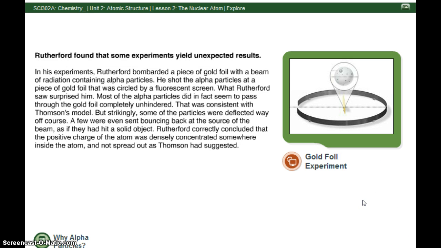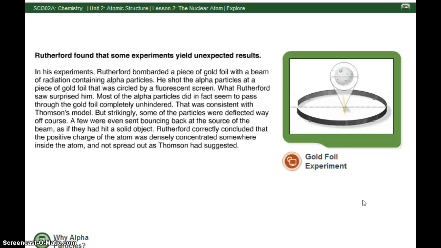Rutherford found that some experiments yield unexpected results. In his experiments, Rutherford bombarded a piece of gold foil with a beam of radiation containing alpha particles. He shot the alpha particles at a piece of gold foil that was circled by a fluorescent screen. What Rutherford saw surprised him.